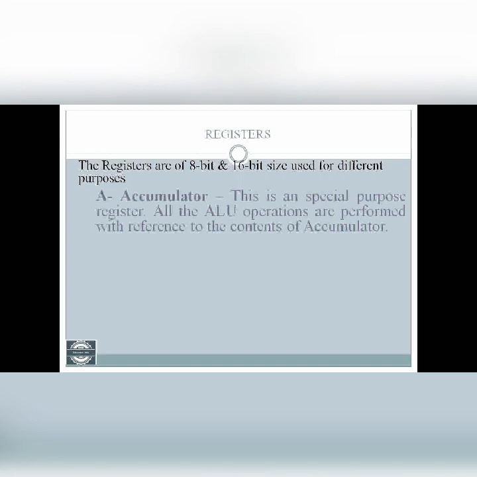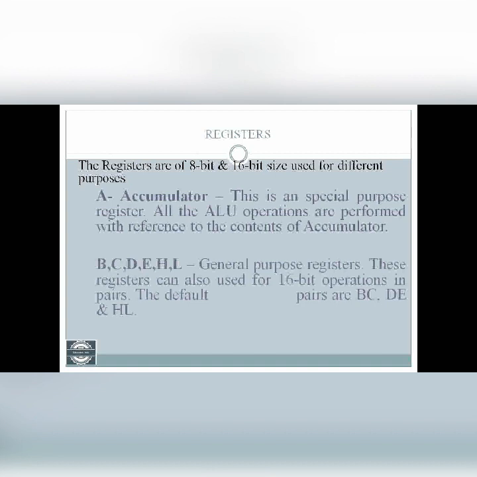Now the registers, all the registers are 8-bit and 16-bit in size. At first I have to tell you about the accumulator. Next, B, C, D, E, H, L, all are general purpose registers. They are used for taking some data, just for temporary storage purposes. These registers can also be used for 16-bit operations in pairs. They are the default pairs, that is B, C, D, E and others. The accumulator is the operation theater where all the operations go on.